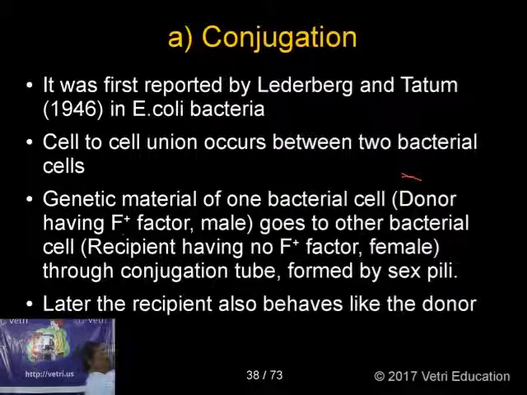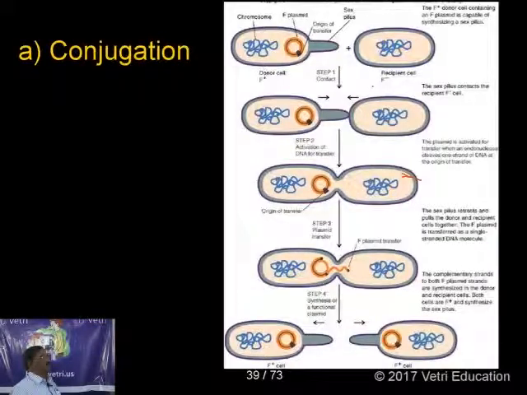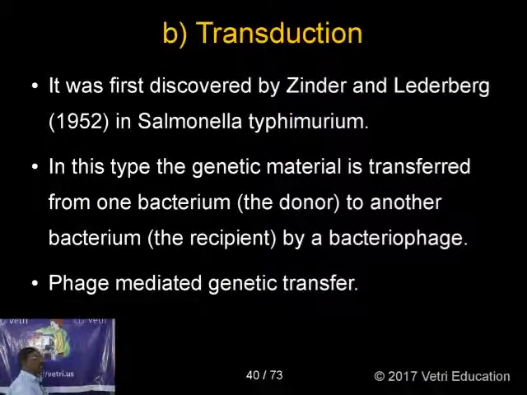And next, the process you can see clearly here. Two bacteria come together, one having the sex pili and the other not having the sex pili. Here the red colored one is a plasmid, and after the joining of the two, a conjugation canal is formed, and then a copy of the DNA passes from one cell to the other cell. Then immediately the two cells are separated, and the recipient has the characteristics of the donor cell. The next process is transduction.